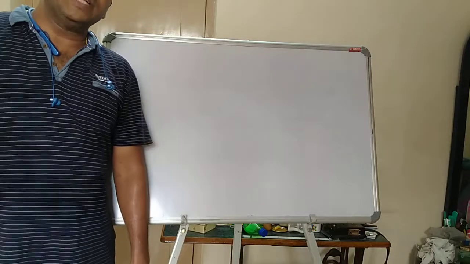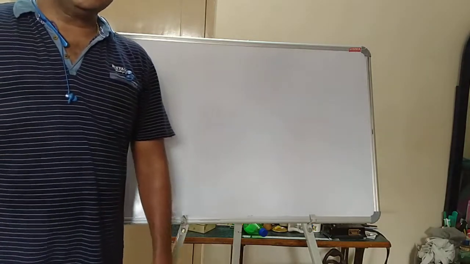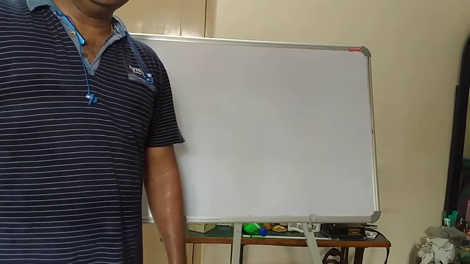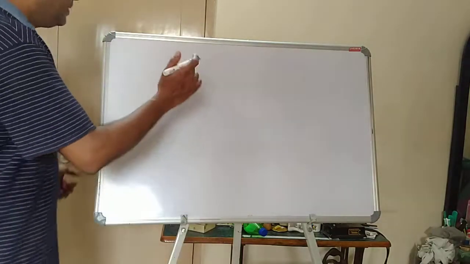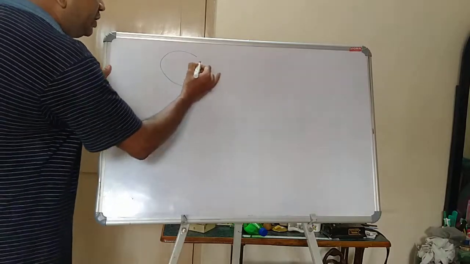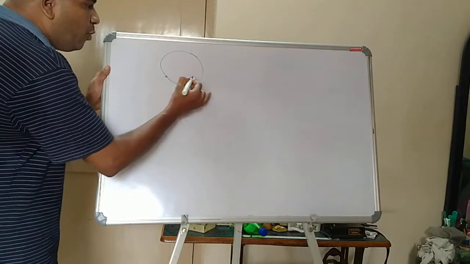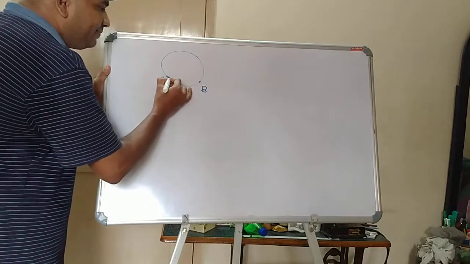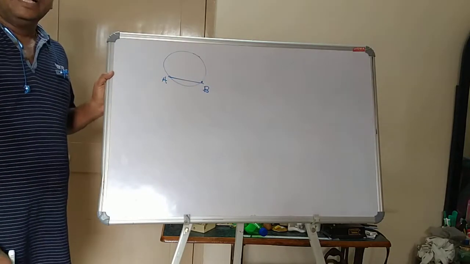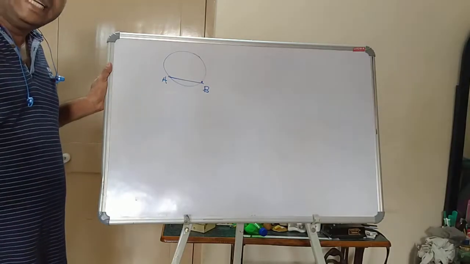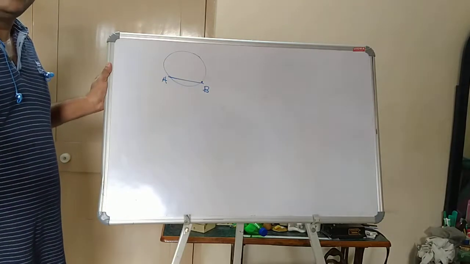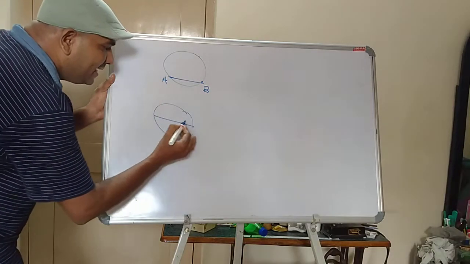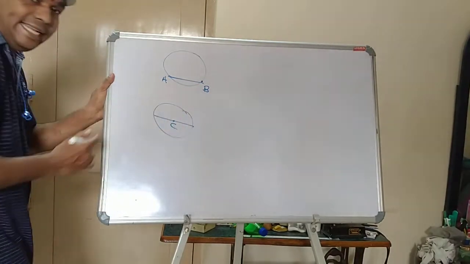What is the chord of a circle? The line segment joining any 2 points on the circle is called a chord. And any chord passing through the center is called a diameter.